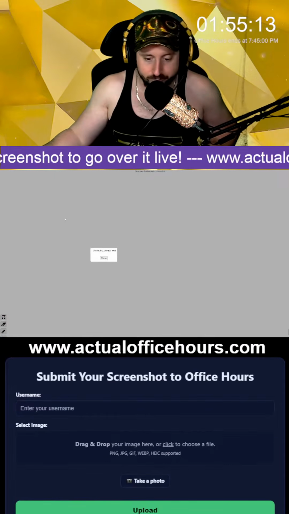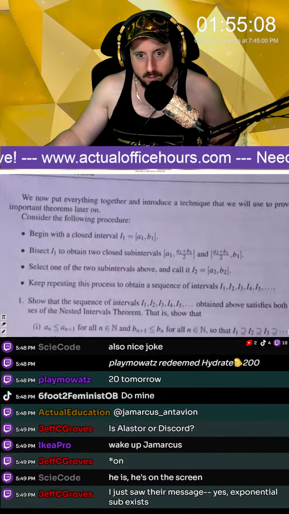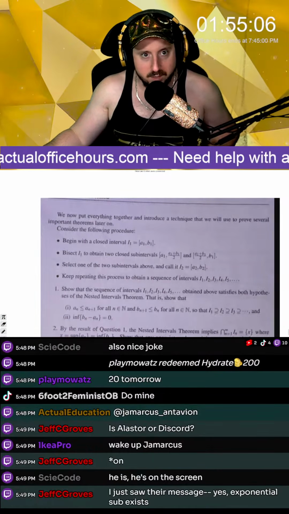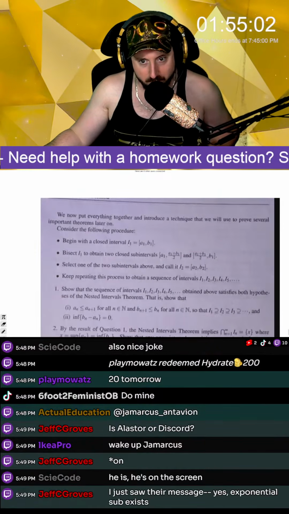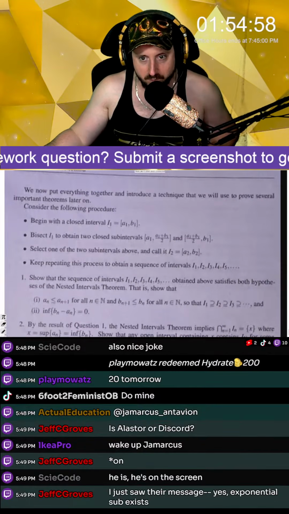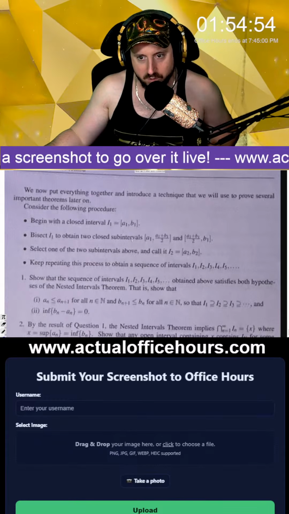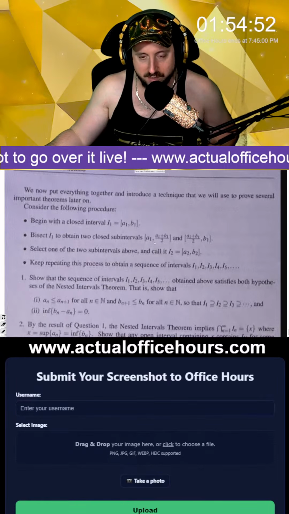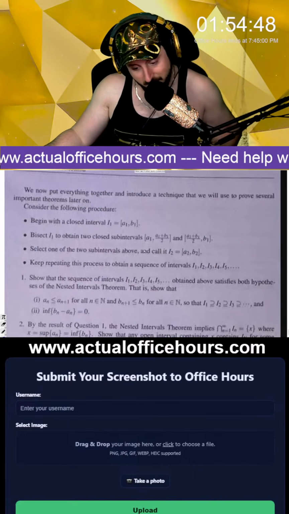All right, here we go. This is apparently a BC calculus question. Consider the following procedure. Begin with a closed interval A1, B1. Bisect I1 to obtain two subintervals. It's set theory. But set theory is not covered in BC Calc. Surprise. Absolutely not.